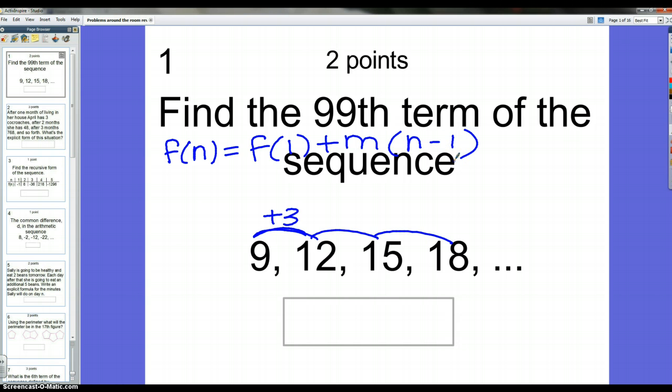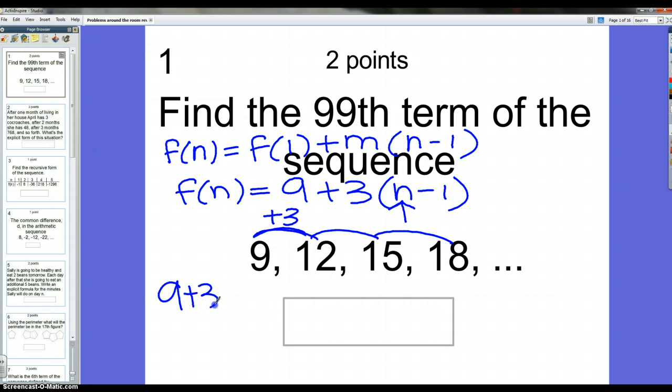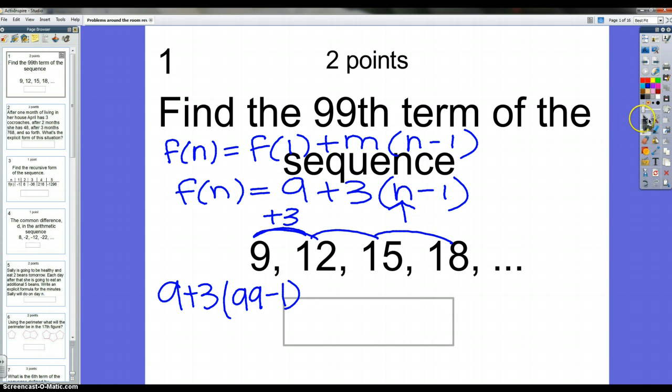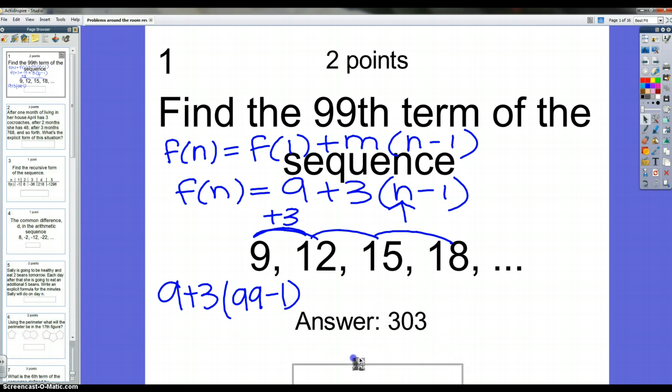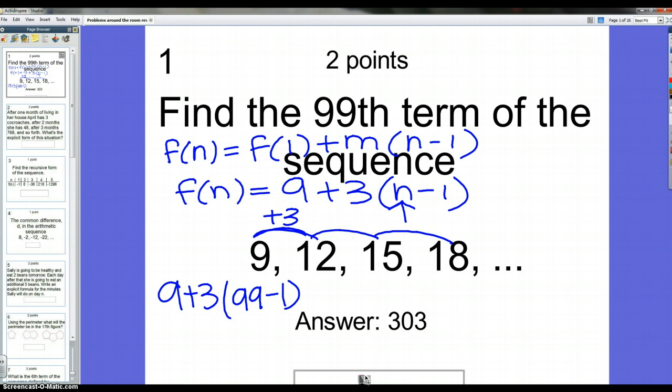So f of n is equal to the first term, which is 9. It's adding 3, and then n minus 1. n is the term number, and since we want the 99th term, we're going to put 99 in for n, and so that's going to be 9 plus 3 times 99 minus 1. And if we actually were to do that, we would end up with the number 303.